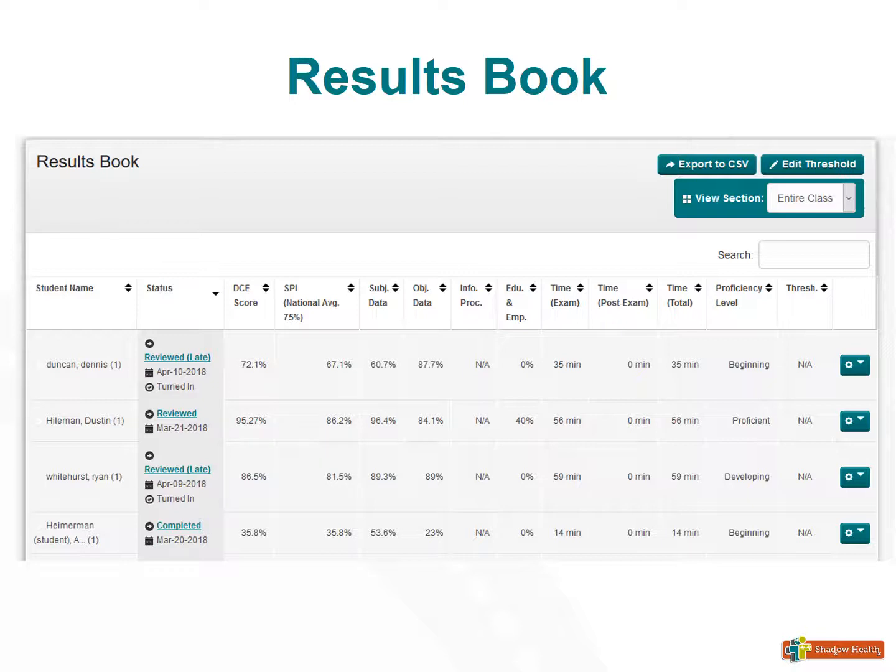And they also label you on a proficiency level. So Dennis is beginning. But if you look to the next row for Dustin, Dustin's proficient, while Ryan is developing. So this is how you would read your results, and you would just see your grades, of course. But for this course, your DCE score is what we put in the grade book.